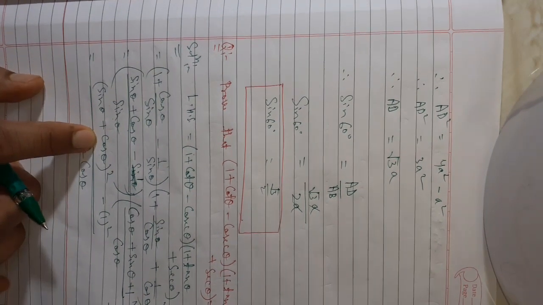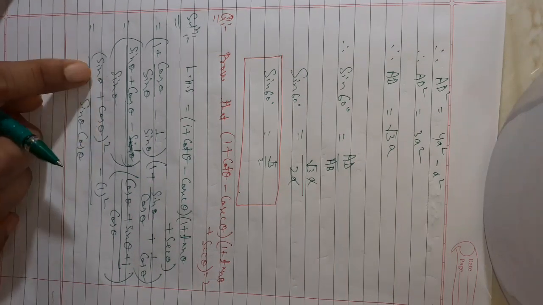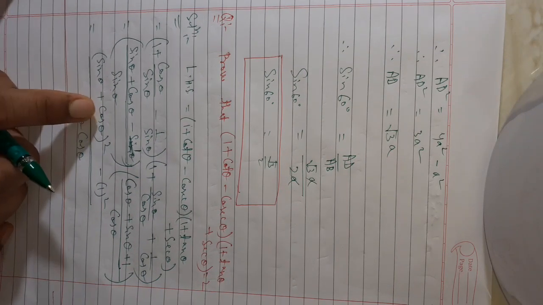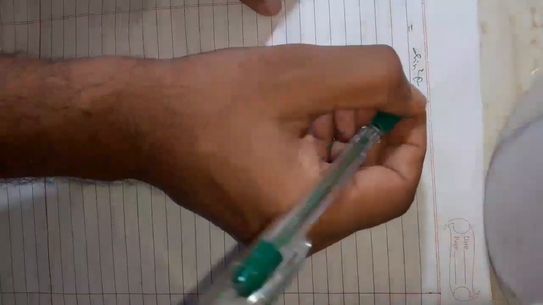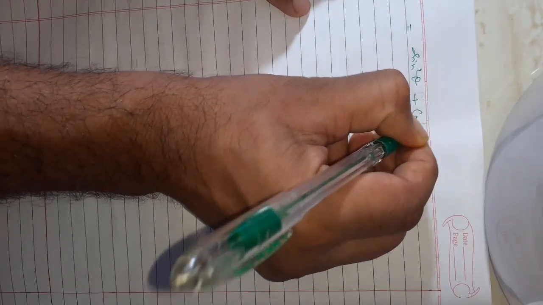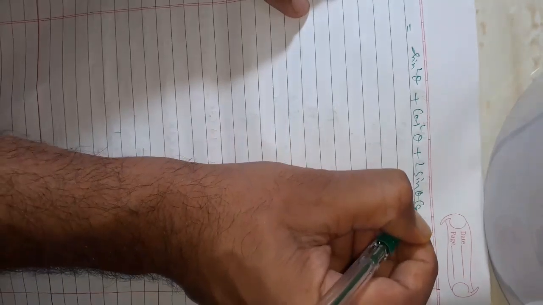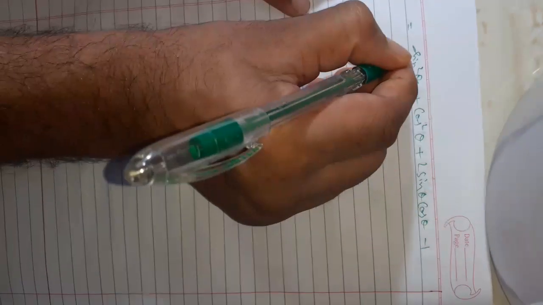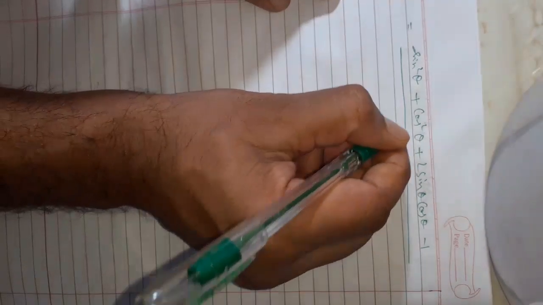So we will expand this. Okay, so sin square theta plus cos square theta plus 2 sin theta cos theta and minus 1 तो है ही. So what will be there? Sin square theta plus cos square theta plus 2 sin theta cos theta minus 1 divided by what is there? Sin theta cos theta.